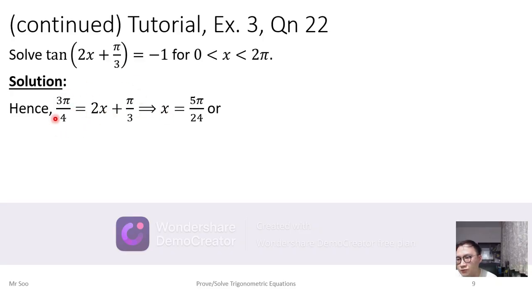This is for the first answer, right? 3 pi over 4. Okay, then you solve for x, you get 5 pi over 24. I will say when you try and solve for x, try not to make silly mistakes.